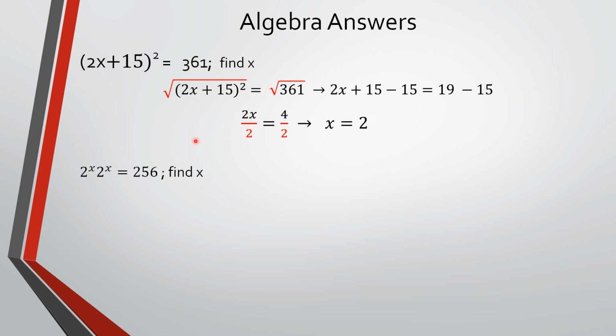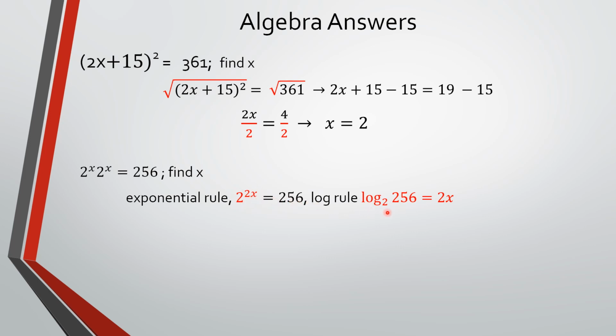On this one, we have 2 to the power of x times 2 to the power of x equals 256. The first thing I would think is maybe we can combine these two, since they have the same base. I think so. Yep. So exponential rule, we combine these two. This is just x plus x, which is the same as 2 times x. So now we get this expression here, and we keep the 256.